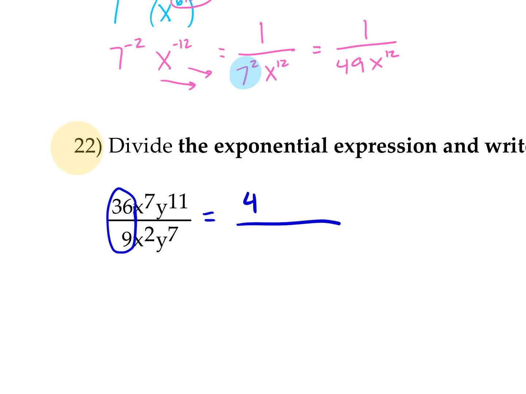Now let's simplify the x's. When I'm dividing, what do I do to the exponents? So we have x to the power of 7 minus 2, which would be x to the power of 5. Now let's do the same thing with the y's. I'm dividing, so what do I need to do? Subtract. So we have y to the power of 11 minus 7, which is y to the power of 4. Is there anything else that I need to do here? Nope. All of our exponents are positive, so we're done.